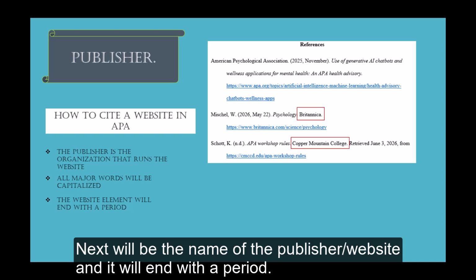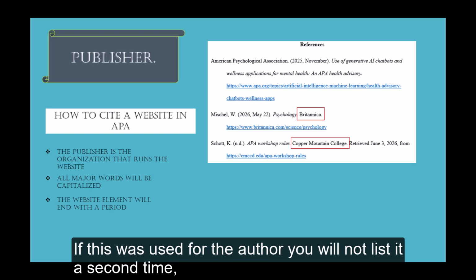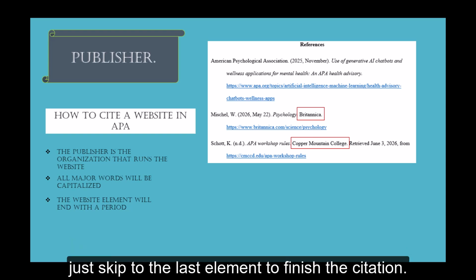The next element will be the name of the publisher website, and it will end with a period. If this was used for the author, you will not list it a second time. Just skip to the last element to finish the citation.